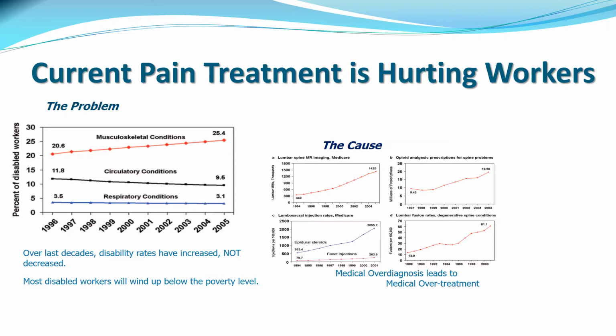You can see that there's an increased incidence of lumbar spine imaging, opiate analgesic prescriptions for spine problems, lumbosacral injection, and lumbar fusion rates, all of which increased. But the result is an increase in musculoskeletal conditions.